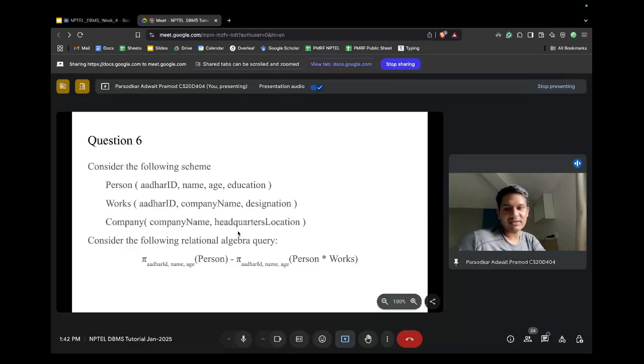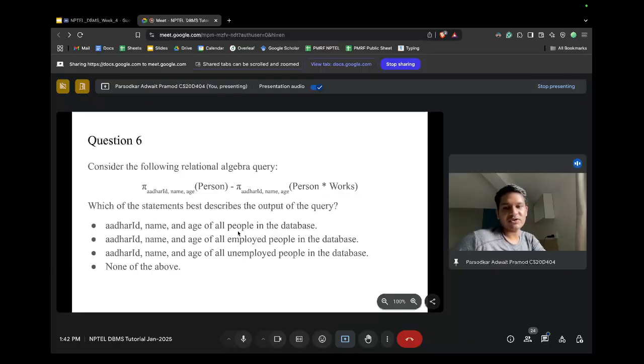You are given this relational algebra query where you first construct two sets: projected Aadhaar ID, name, and age of person, and projected Aadhaar ID, name, and age of person joined with works. Now the question is, which of the following statements describes the output of the query? The first is it outputs Aadhaar, name, age of all people. Second option is the details of all employed people. The third option is the details of all unemployed people. And the last is none of the above.